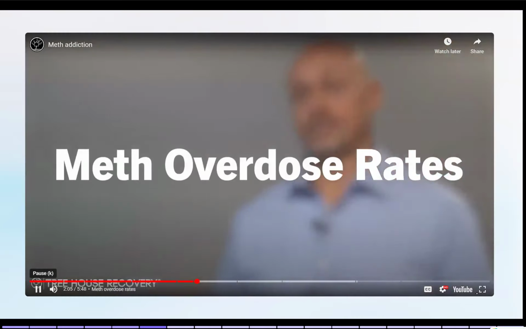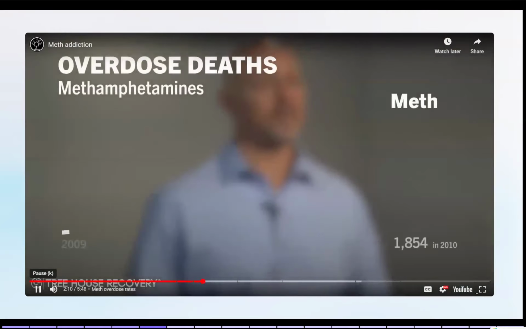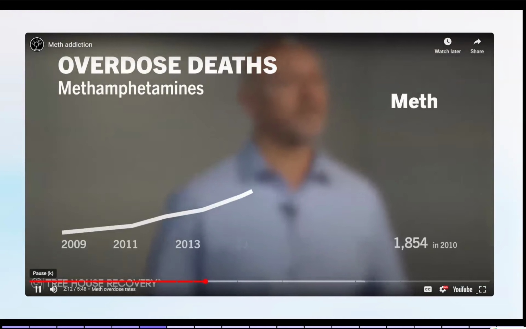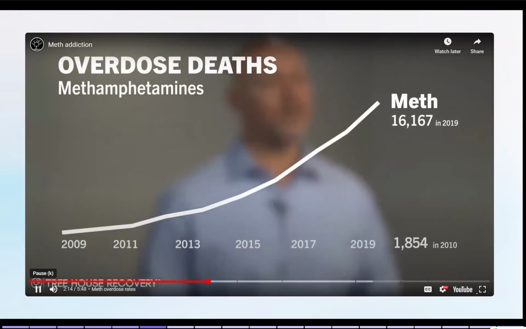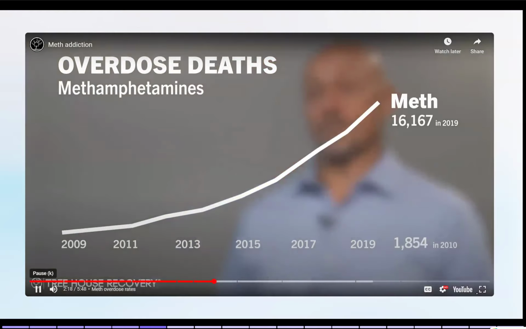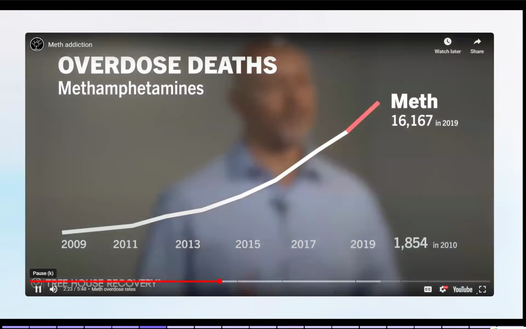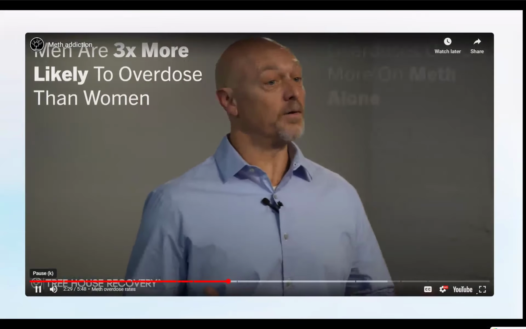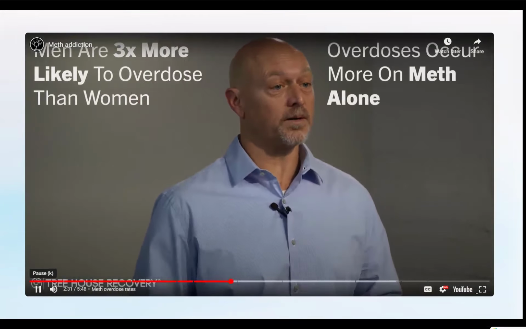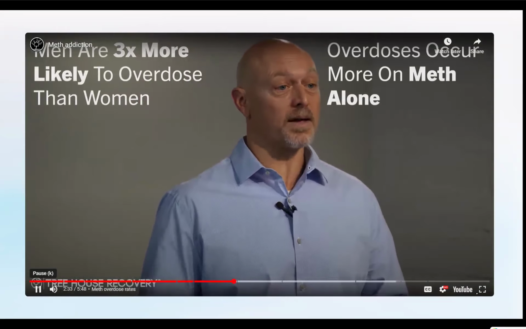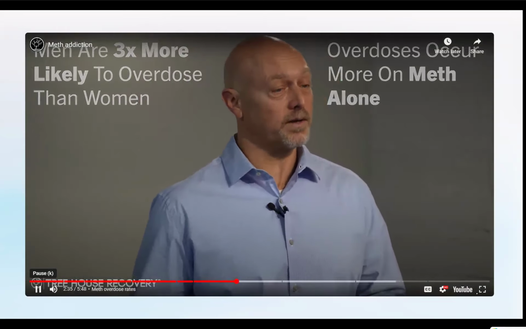Meth overdose rates. Methamphetamine overdose rates rose steadily from 1,854 cases in 2010 to 16,167 cases in 2019. The most significant jump in meth overdoses occurred between 2018 and 2019, when 4,000 more people overdosed. Statistically, men are 3 times more likely to overdose than women. And overdoses occur more on meth alone compared to overdoses caused by mixing meth with opioids like heroin or fentanyl.